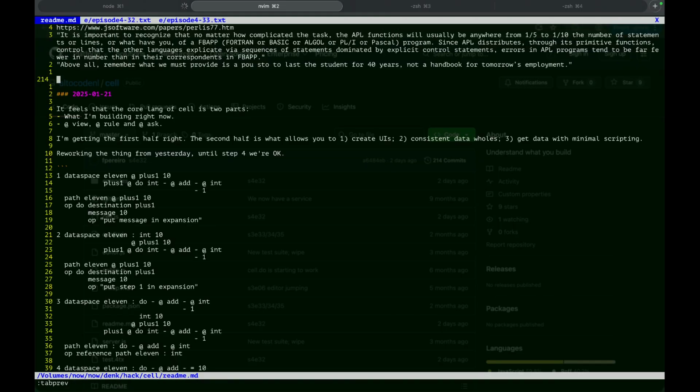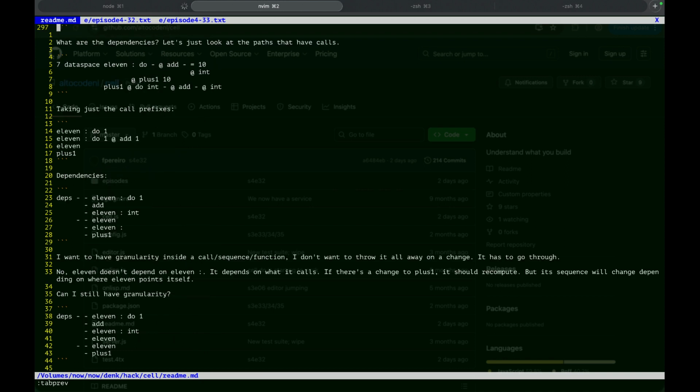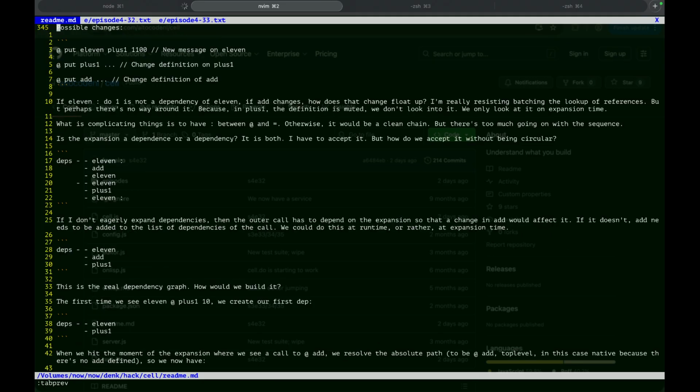Where were we? We had this sequence of transformations in the data space. We're trying to think how the dependencies would look. I got quite stuck in thinking through how to resolve these dependencies, how to look for them on an ongoing basis without batching them too much.